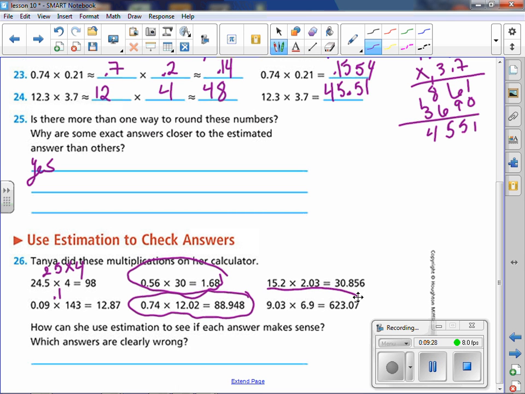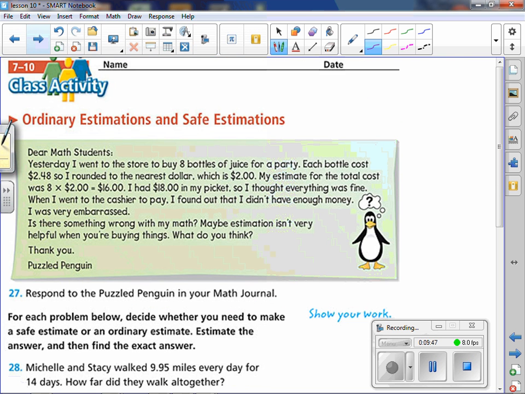And this one here is wrong. And you could think about that as like 9 times 6. Well, 9 times 6 is not going to be 600. So estimation can help you in your thinking, asking, was I anywhere near correct or was I really far off? So use that as a strategy.